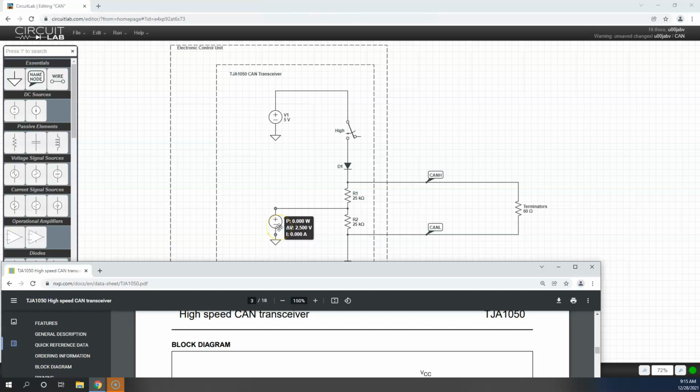This 2.5 may sound familiar because you've probably measured this voltage on the CAN bus numerous times with your meter. So here's the 2.5 volts that you're actually measuring on the CAN bus. This is where that comes from. And I only have one controller that I've modeled here. If we had others, they would be sitting in parallel on the CAN bus.